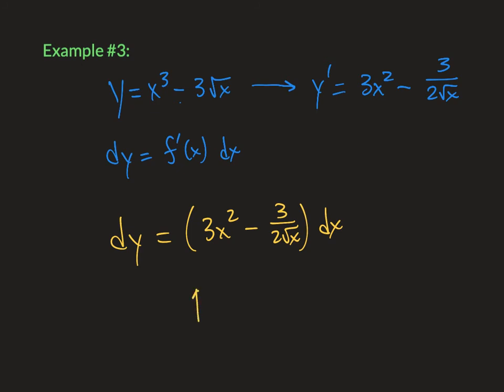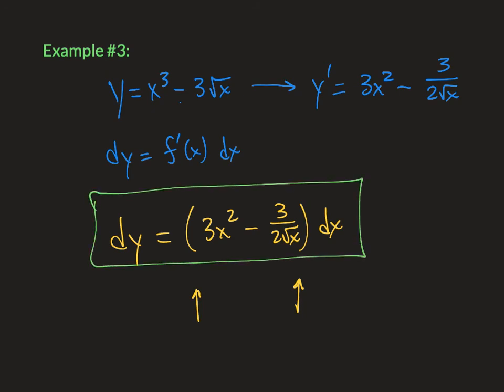Now notice I had to put these parentheses in because my derivative had multiple terms. So you do put the derivative down and then multiply by dx, but you still have to follow the order of operations. And we don't want to violate the distributive property here. So place your terms in parentheses if there are more than one. But this is it. If you're asked to find dy, this is what you do.